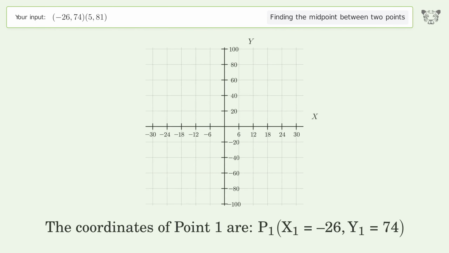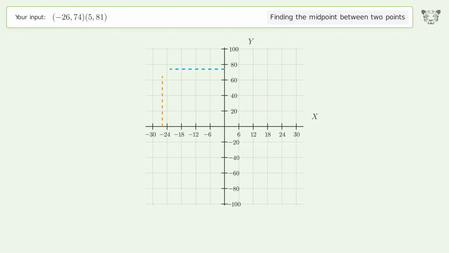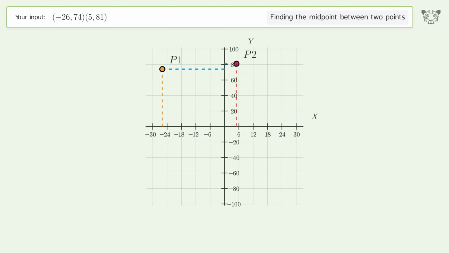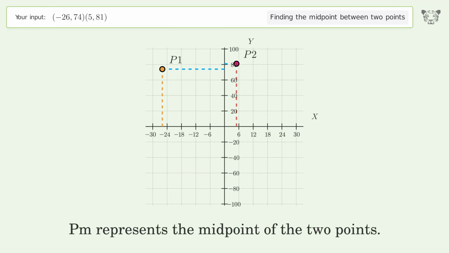The coordinates of point 1 are, x1 equals negative 26, y1 equals 74. The coordinates of point 2 are, x2 equals 5, y2 equals 81. PM represents the midpoint of the 2 points.